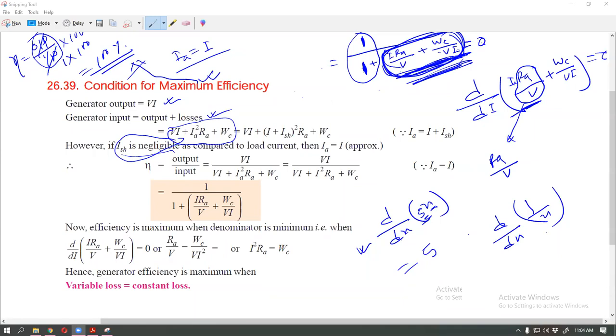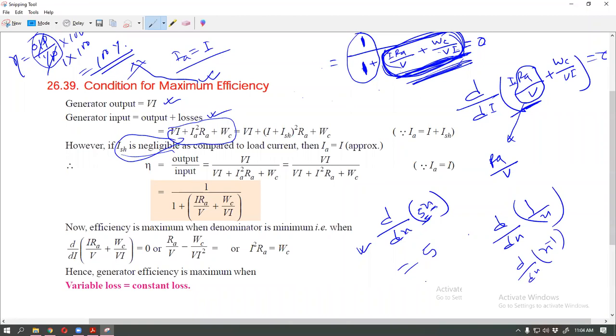Now this is the result. You know that. Okay, I will clear this. 1 by x means x to the power minus 1. 1 by x is equal to x inverse. All are clear? 1 by x is equal to x inverse 1. Okay, so d by dx of x inverse.